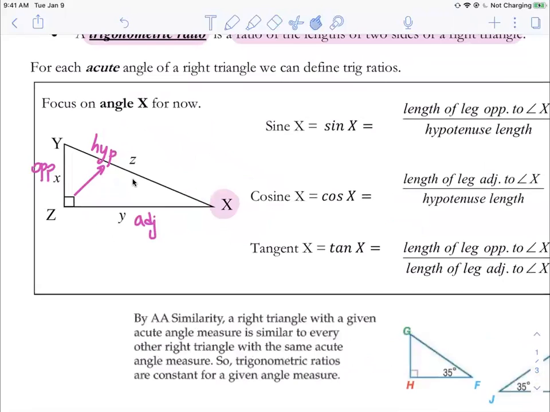So in relation to angle X, across from capital X, you'll see little x, that's common notation. And then across from capital Y, you'll see little y. And then across from capital Z angle, you'll see little z, the length of its side opposite.